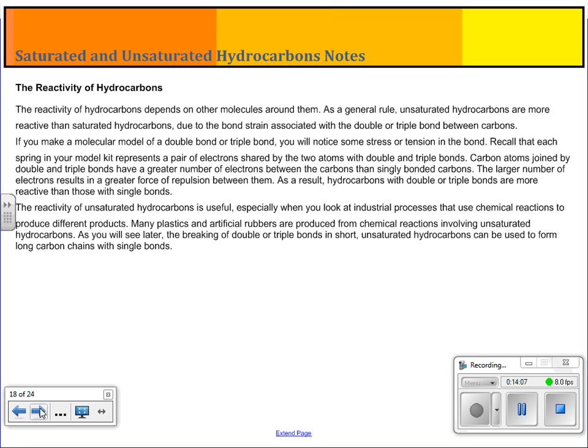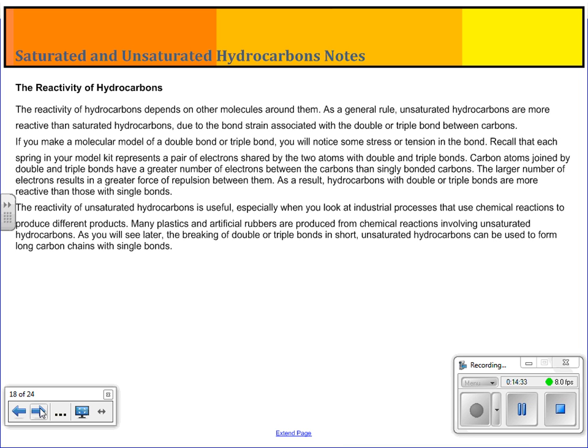Recall that each spring in your model kit represents a pair of electrons shared between 2 atoms in a double or triple bond. Carbon atoms joined by double and triple bonds have a greater number of electrons between the carbons than singly bonded carbons. The larger number of electrons results in a greater force of repulsion between them. As a result, the hydrocarbons with the double or triple bonds are more reactive than those with single bonds.